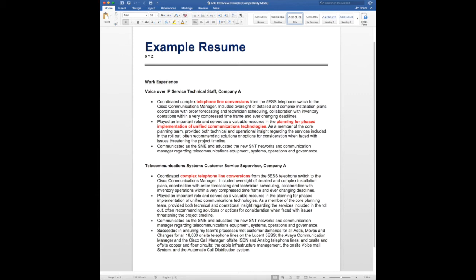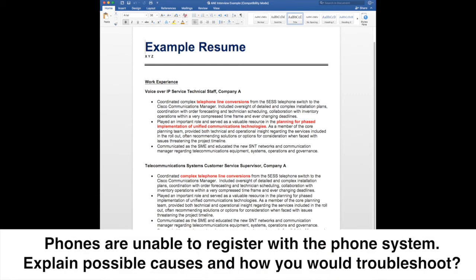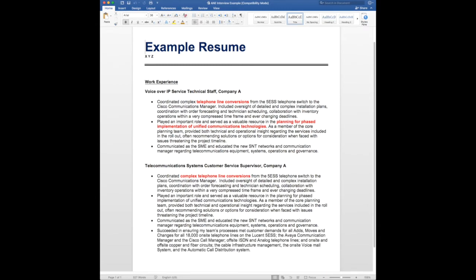So one question that I could ask is, let's say phones are unable to register with the phone system. How would you troubleshoot that? Now, for me, I can explain that there are many possible causes. One, I will confirm: is the phone getting an IP address? Is the phone getting its DHCP options?